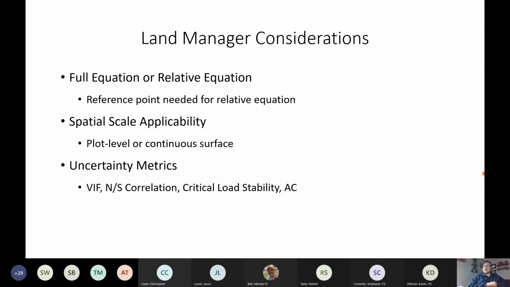So I'm going to move here into the land manager considerations and then wrap up. When land managers are using this type of data, you need to make decision trees. You need to make these types of determinations about the uncertainty metrics that you need to consider. What amount of uncertainty do you want to allow for? And these are going to vary on spatial scale, and ultimately they're going to vary based on your objectives as well. And I will do a little bit of a plug here.